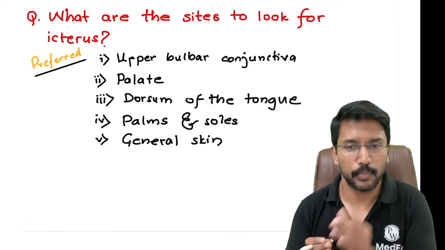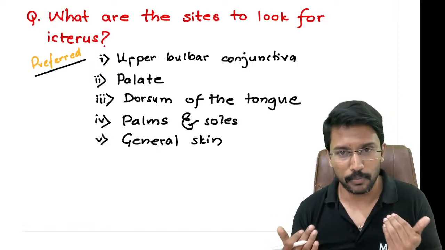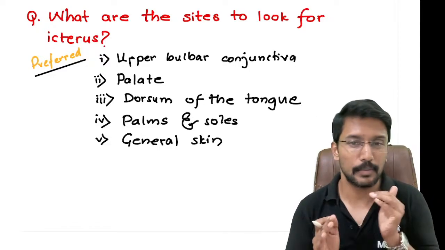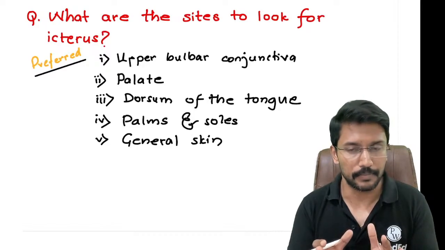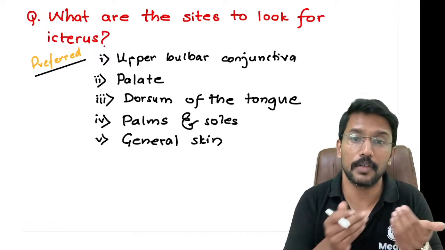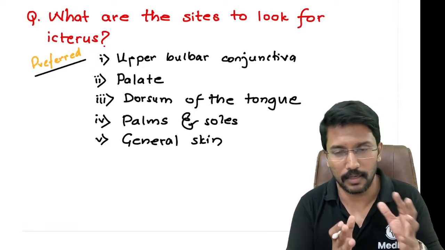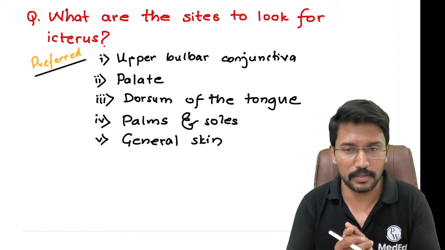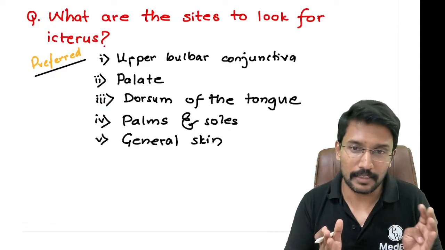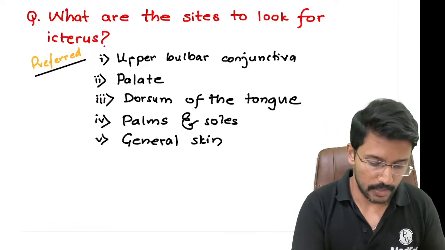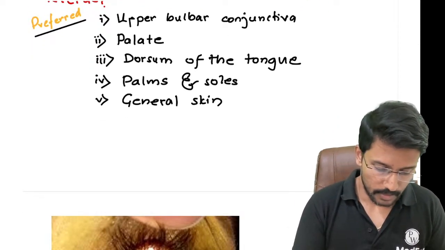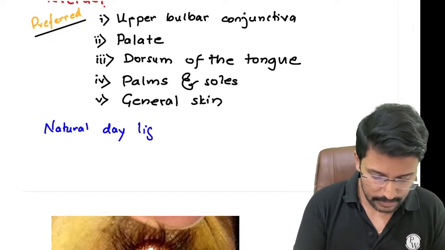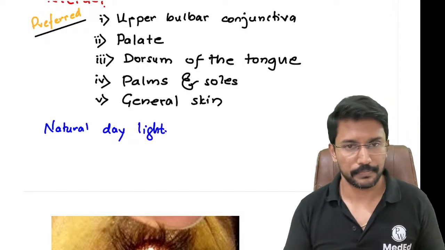Under artificial lighting, particularly fluorescent lighting, even a normal white tone can appear slightly yellowish, and that can create confusion. Similarly, under bluish lighting, it may be difficult for us to appreciate even when there is jaundice. So under fluorescent yellowish light, even normal conjunctiva might look like jaundice. Under bluish light, even icterus might look normal, right? So please examine in natural daylight, right? Preferably examine in natural daylight.